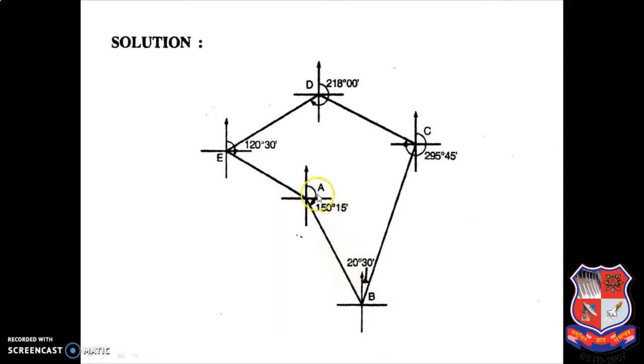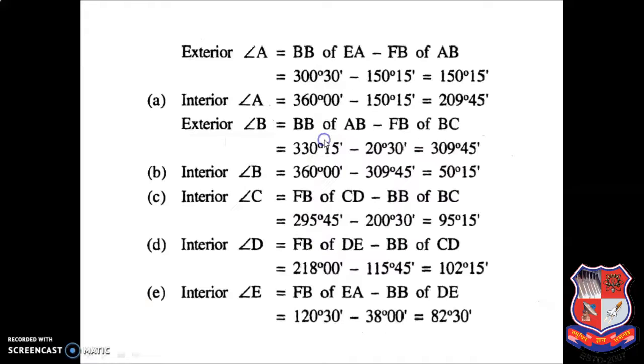Okay, to calculate any angle, angle A, angle B, angle C, angle D, angle E, you require two readings: one is fore bearing and another is back bearing. So here to calculate angle A, we require one reading, back bearing of line EA, and another, fore bearing of line AB. Here back bearing of line EA is greater than fore bearing of line AB, so I will just deduct 300 degree 30 minute minus 150 degree 15 minute. So you will get 150 degree 15 minute.